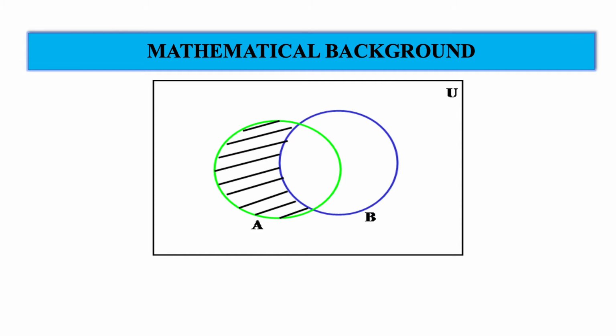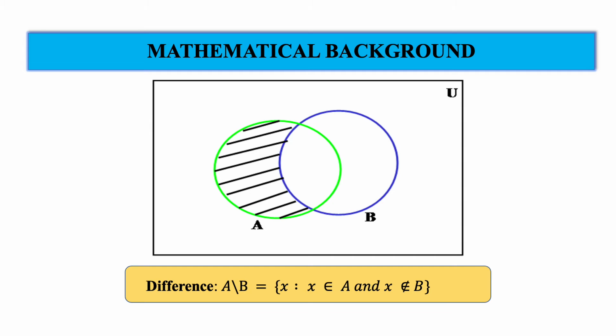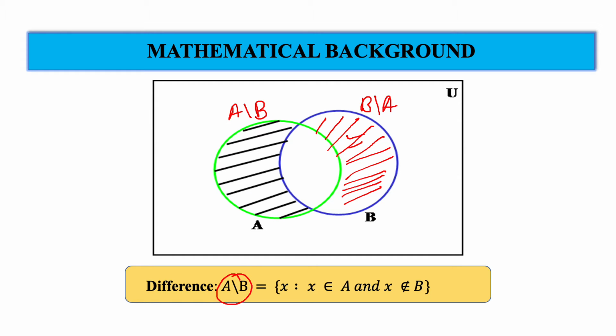Now let us look at the difference between A and B. The shaded region here denotes those elements of set A which do not belong to set B. So this is called the difference between A and B. Similarly, if you want to find the difference between B and A, it will be the other part of the shaded region, those elements of B which are not part of A. So this is called the difference between sets A and B, and this is called the difference between B and A, and this backslash denotes the difference.